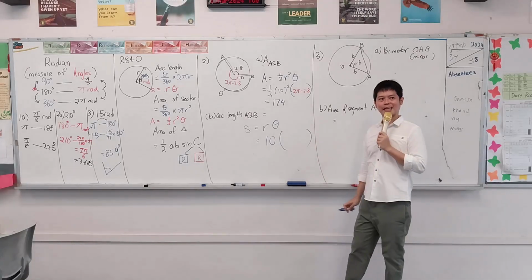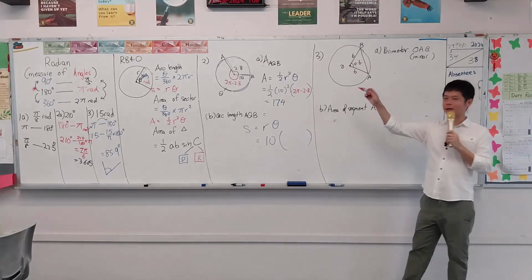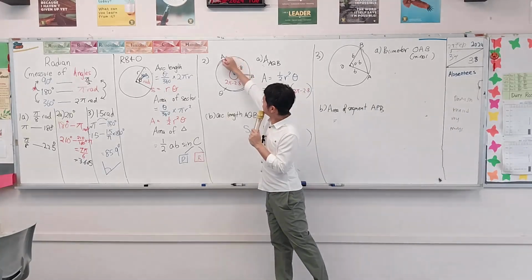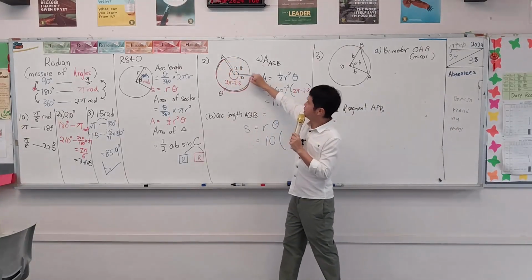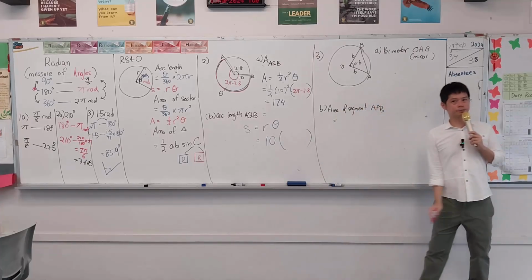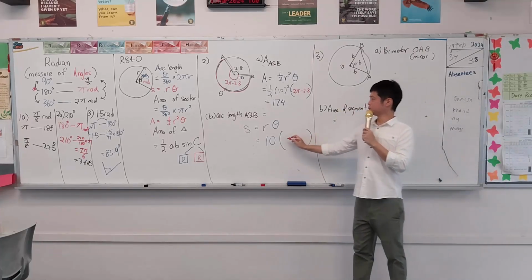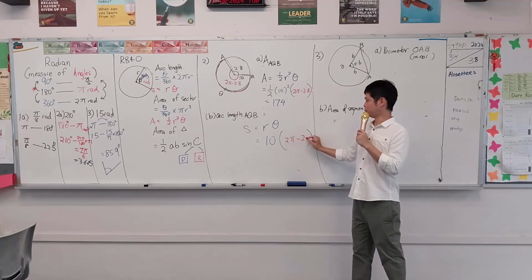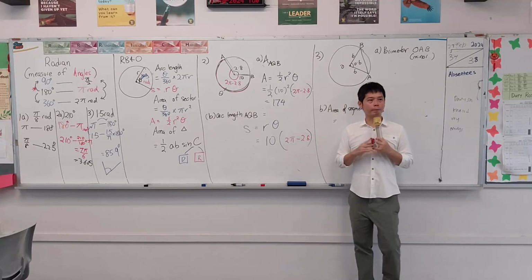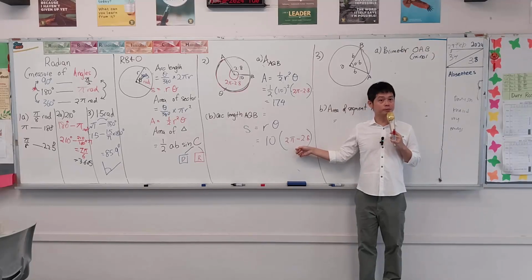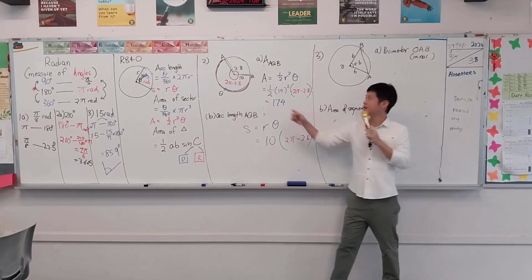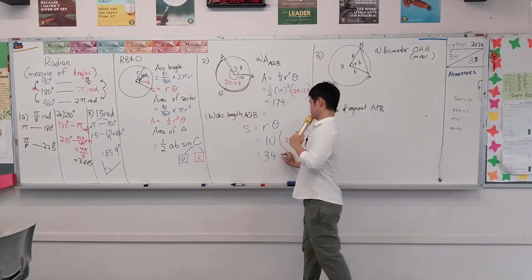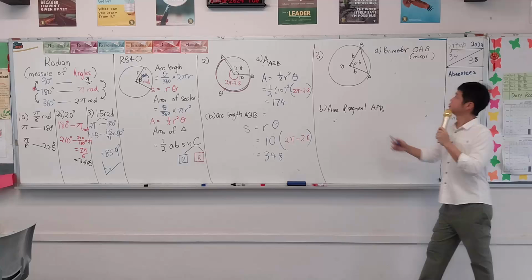What is the angle? The black one or the red one? I'm finding the length of AQB. What is the angle? You still use the 2 pi minus 2.8. So if I'm looking for the Pac-Man, I use this angle. If I'm looking for the pizza, I use this angle. The answer is 8. That's all.